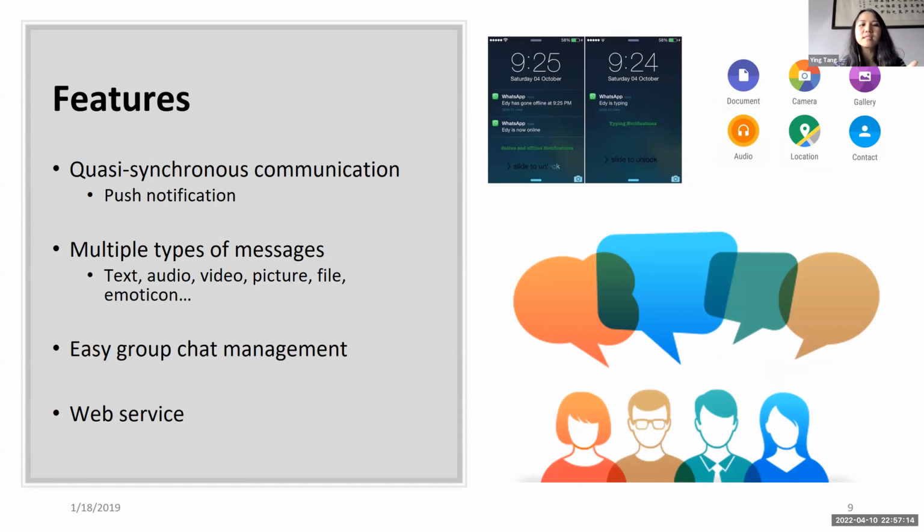It's different from a synchronous communication like a video chat, and it's different from an asynchronous communication like a discussion forum. It's a quasi-synchronous communication, something in between, because we have this push notification. Users have this flexibility of getting engaged in real time, or they can get engaged in the communication later on when they have time, when they are free. And in MIM, we can send multiple types of messages. You can see that. There's a very easy to start and manage group chat, and it has some web service as well.